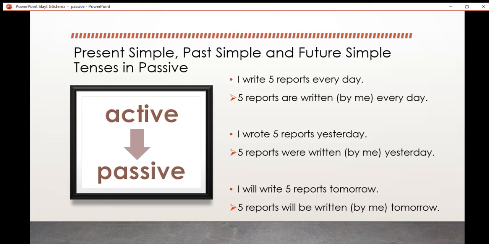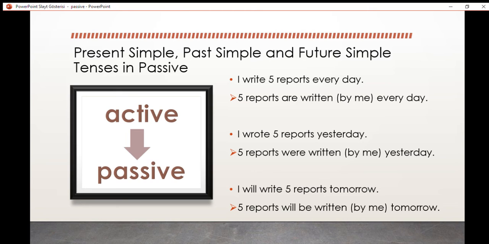Moving on. Now we have the present simple tense, past simple, and the future simple tense. We have 3 sentences, same sentences but different tenses. Let's remember the steps. There are 3 steps. When we want to make an active sentence passive, we have 3 steps. Step 1, find the object. Step 2, put the object in the beginning of the sentence. Step 3, use the correct form of be and the past participle of the verb.